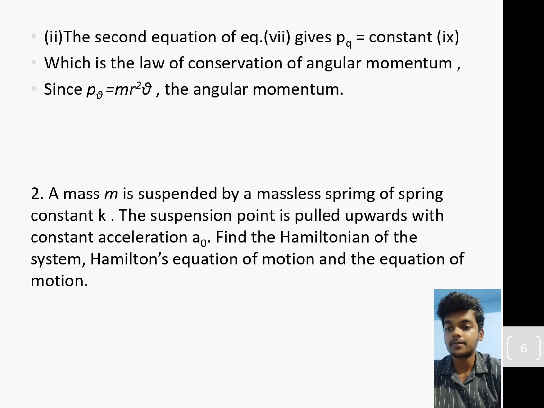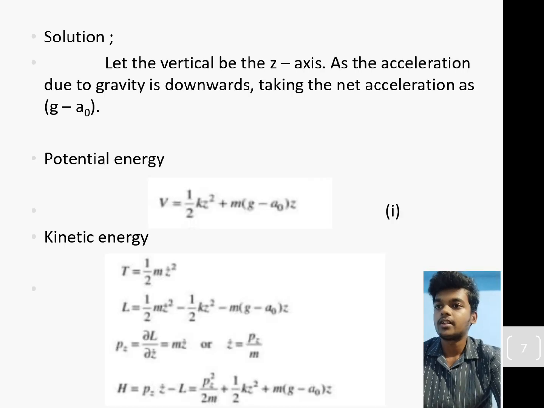A mass m is suspended by a massless spring of spring constant k. The suspension point is pulled upwards with a constant acceleration a naught. Find the Hamiltonian of the system, Hamilton's equations of motion and the equation of motion. So let us take the vertical axis as z-axis. As the acceleration due to gravity is downwards, taking the net acceleration as g minus a naught, the potential energy V equal to half k z square plus m into g minus a naught into z. So this will be our equation 1.